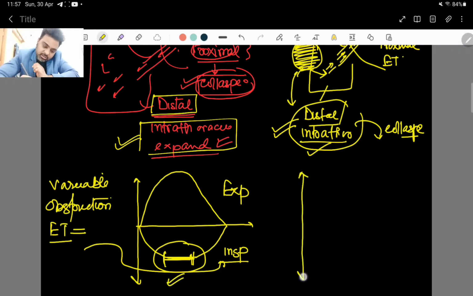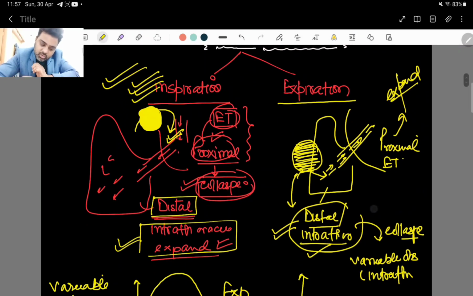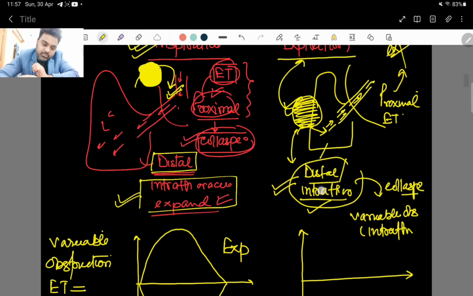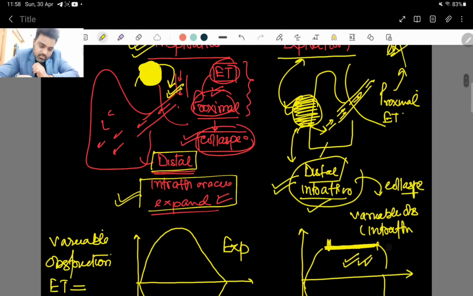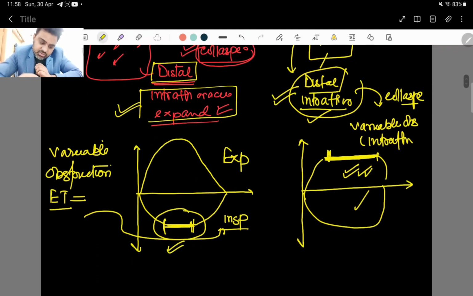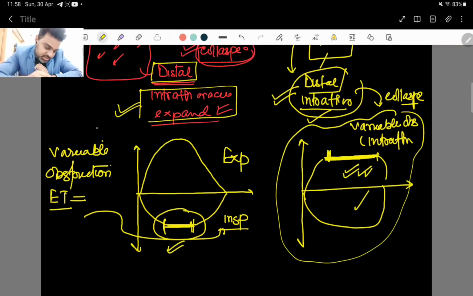Now similarly, if we plot a graph of variable intrathoracic obstruction, I have already told you that intrathoracic will mainly affect expiration. Why, I have already explained. So here it will be like this, and inspiration will be normal. So this part will be straight, just like a plateau. So this is a variable intrathoracic obstruction. You have to just remember this.